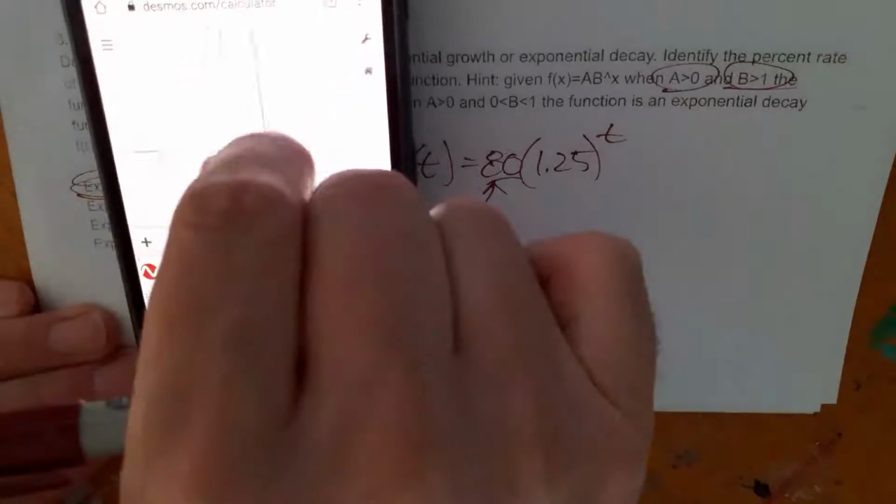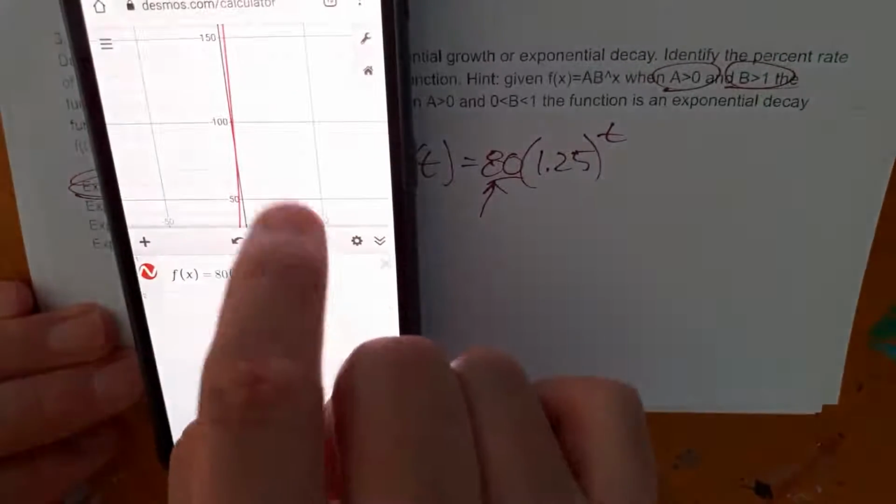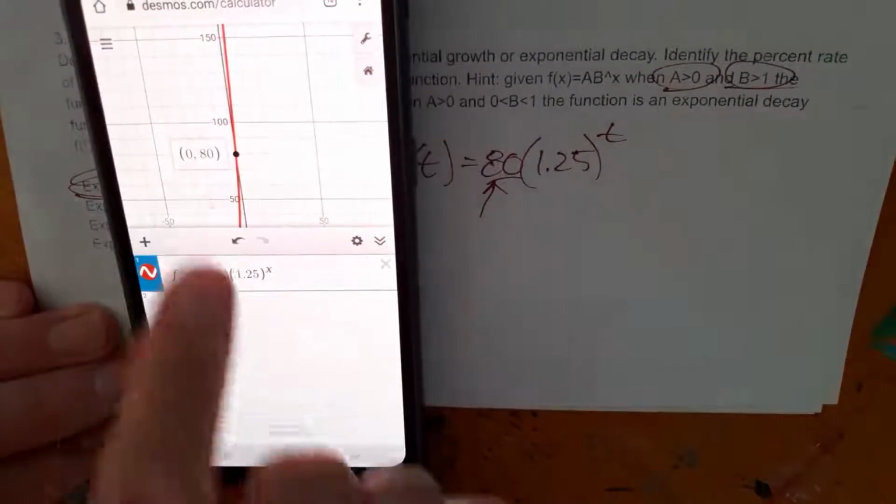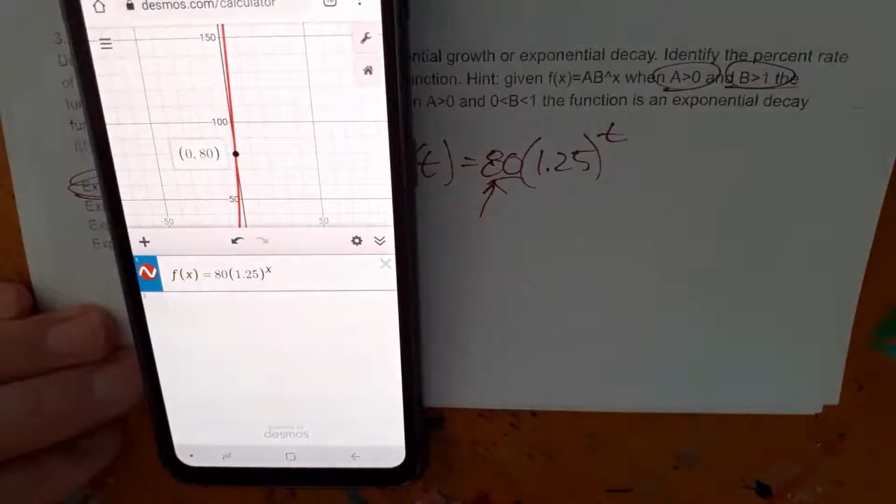1.25 to the x, home. Oh, it's kind of too much. Let's see where it's crossing here. Let's click here at 80, so that's exactly what we said it was.